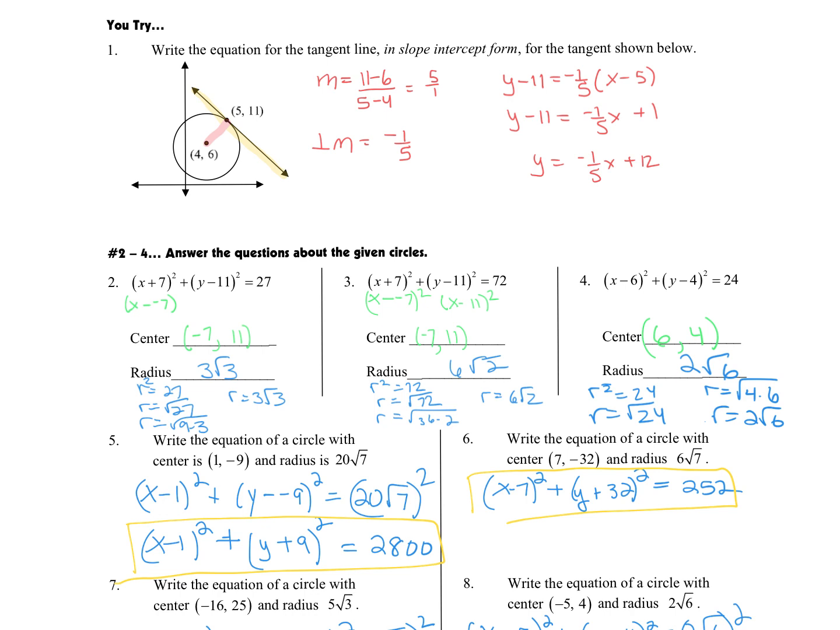Last one of these type, we're going to have x minus 6, so our h value is 6, y minus 4, our k value is 4. The square root of 24 is what r squared is. We need to know what the r value is, the square root of 24, which is 4 times 6. Which is going to give us 2 times the square root of 6.